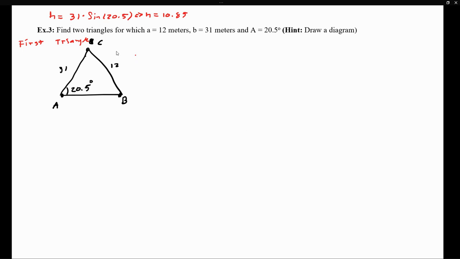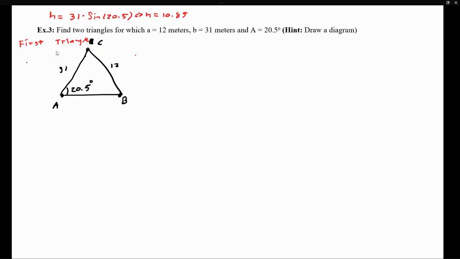It's always going to be the left, or the given side, times the sine of the angle. So I now know that my height is 10.85. I know that it's a triangle, and because of the ambiguous case, I know that I must be working with two triangles. But let me not worry about the second triangle yet. Let me just worry about the first. Let me solve the first triangle.